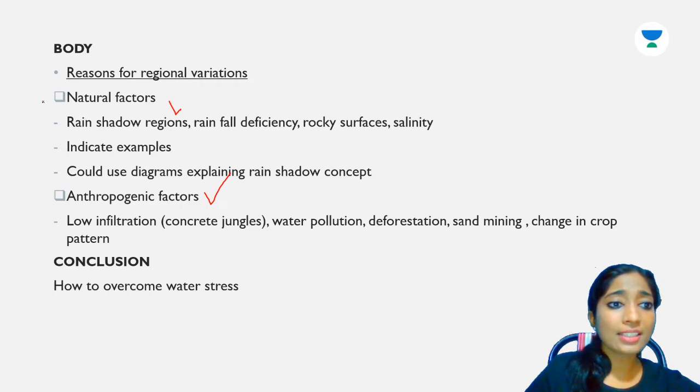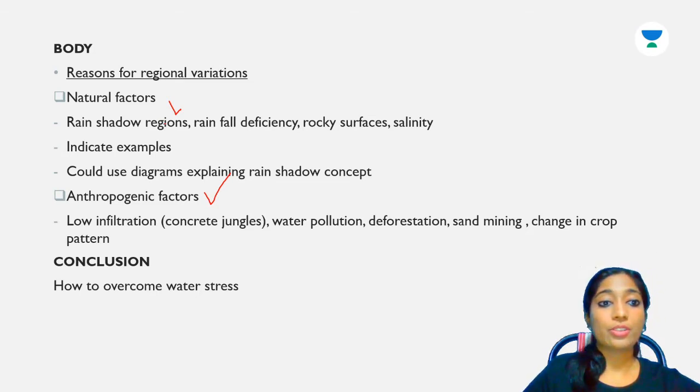So in this case, it is a geography oriented question. So you can go for natural and anthropogenic factors. In natural factors, you can talk about rain shadow regions. You can again draw the India map and show how rain shadow regions are facing water stress. And then rainfall deficiency, rocky surfaces, which means infiltration will not be there. So the water table will be low.